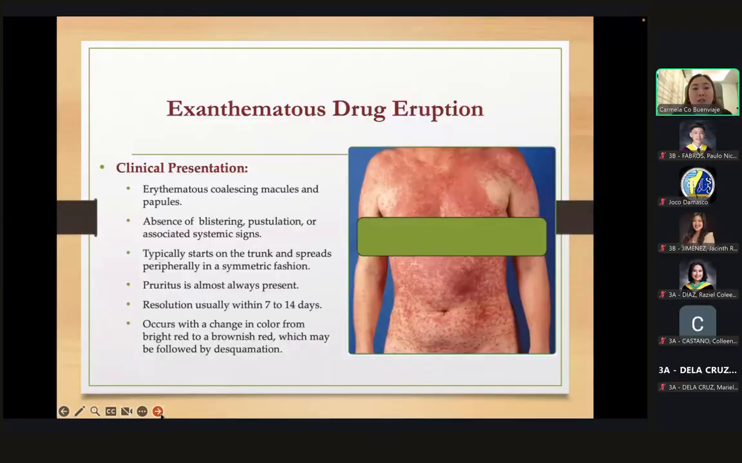So for the clinical presentation, this presents with erythematous, coalescing macules and papules. So it's a maculopapular rash. There's absence of blistering, pustulation, or other associated systemic signs. It typically starts on the trunk, then spreads peripherally in a symmetric fashion. Pruritus is almost always present, and resolution occurs within 7 to 14 days if the drug has been promptly discontinued.